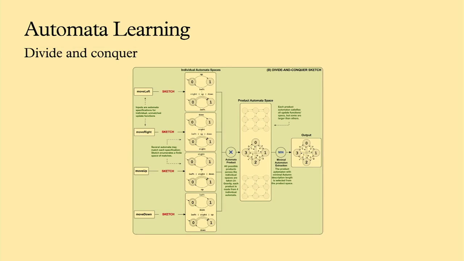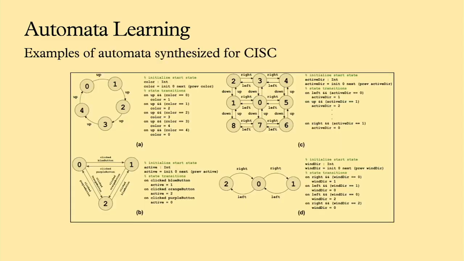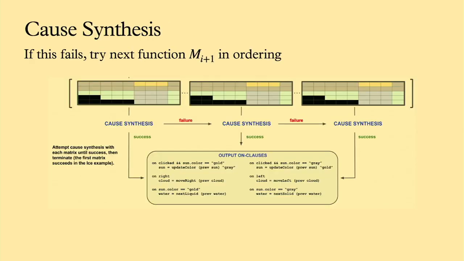Well, it's more like Sketch, but it does a divide and conquer to take into account that there are many different update functions. And rather than treat it as one large composite problem, we can actually decompose it on the function level and then combine at the end. So just to give an example, here are some of the examples that we've built in terms of the underlying automata. And as you can see, we can actually synthesize some complex structures.